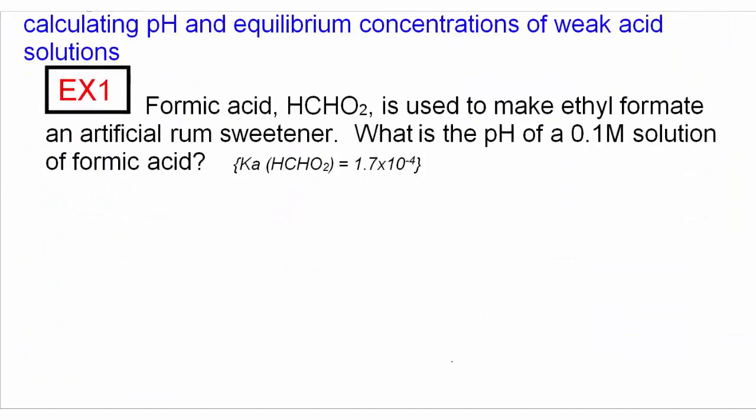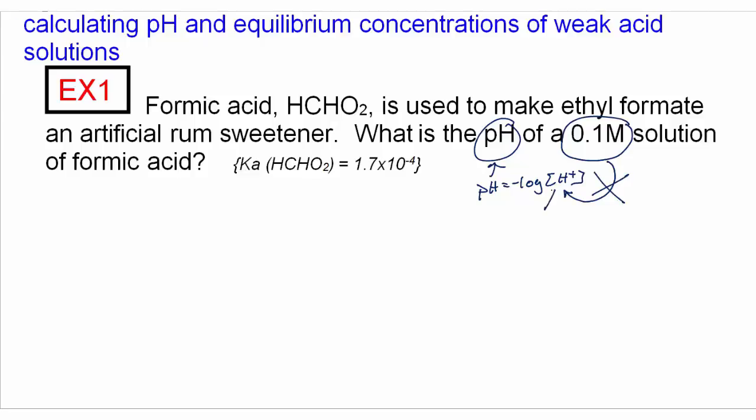Let's practice calculating the pH and equilibrium concentrations of some weak acid solutions. Formic acid is used to make ethyl formate, an artificial rum sweetener. What is the pH of a 0.1 molar solution of formic acid? Okay, so they told us the concentration of this acid, and they want to know what the pH is. Now remember, pH is just the negative log of the hydrogen ion concentration. And before, didn't we just put that number right in there? But that's for strong acids only, so we can't do that.